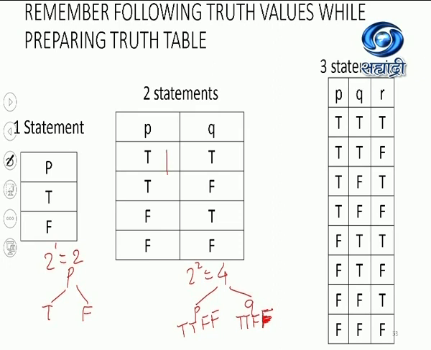For P, 2 T's, 2 F's. Reduce the T's by 1, reduce the F's by 1. Alternate TF, TF for the Q statement.